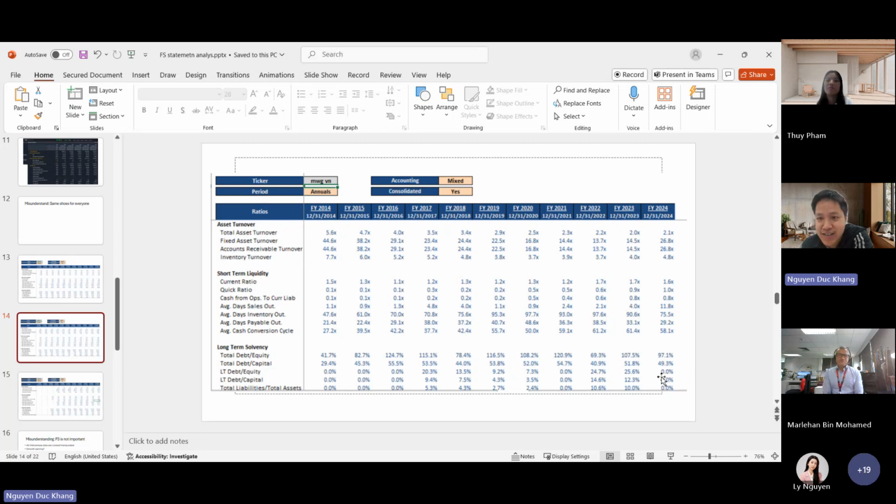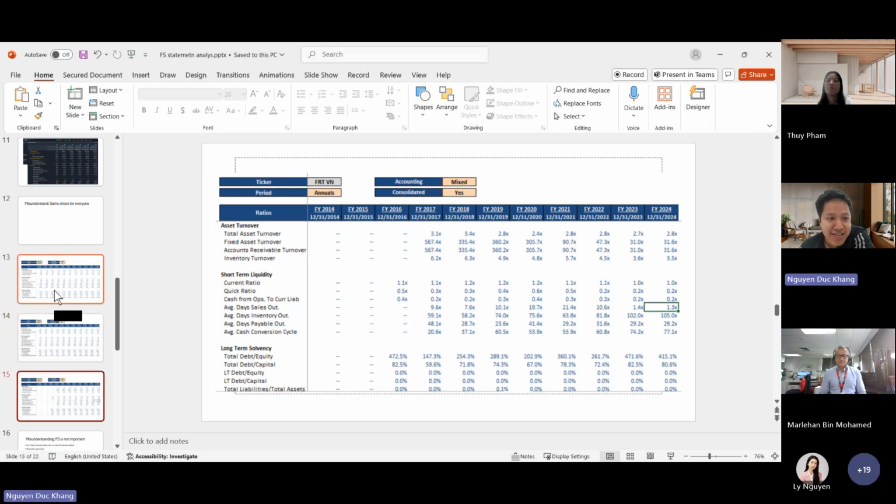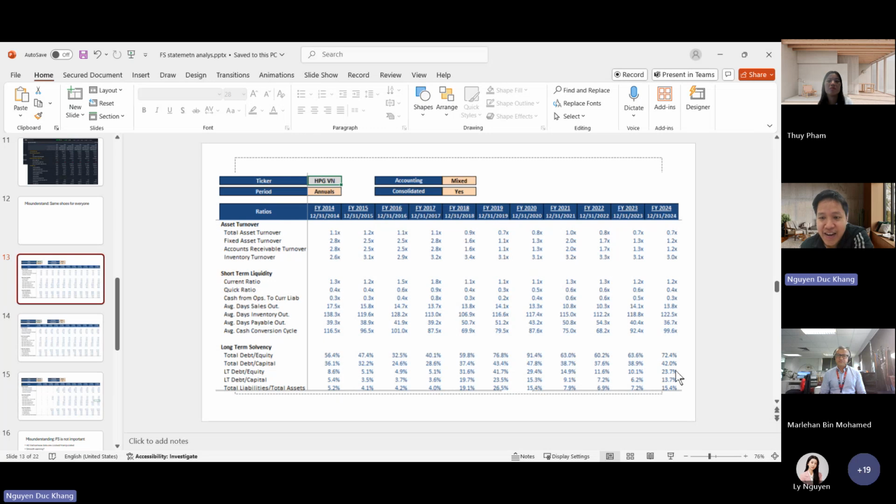And the second reason is that Mobile World doesn't have assets to use as collateral for long-term debt. They don't own many physical assets. That is the key point. And SPG is another case, because SPG has the factory, so they will have to rely on long-term debt.